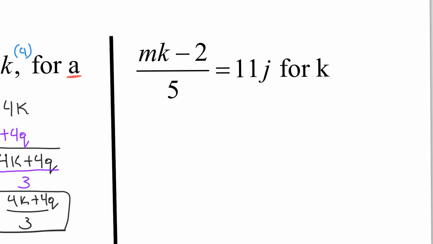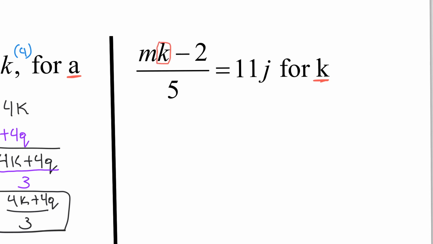Now this one here, the fraction is a little bit different than the previous example. You notice that we have mk minus 2 on the top of the fraction, so that's the numerator, over 5, and then we have equals 11j. We want to solve for k. Now k is on the numerator right here.